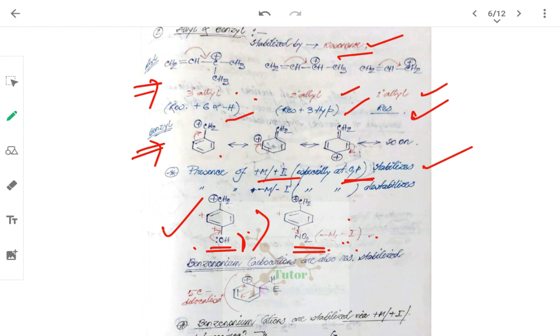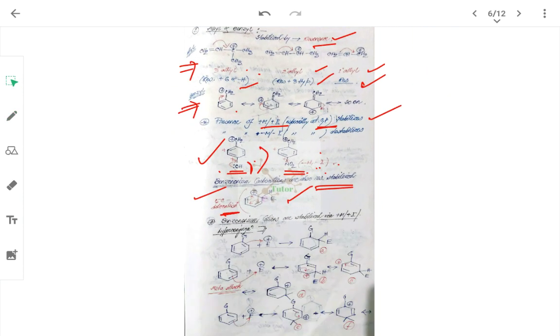Now, in case of benzenonium carbocation, they are also stabilized via resonance. This is a benzenonium carbocation, and this is stabilized via resonance. 5 carbon delocalization occurs there. Now, the benzenonium cations are stabilized via plus M or plus I or hyperconjugation.